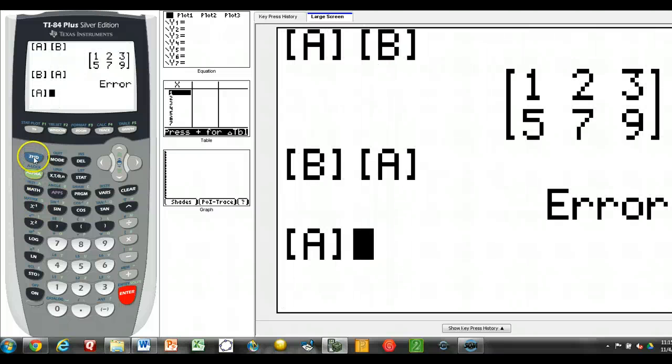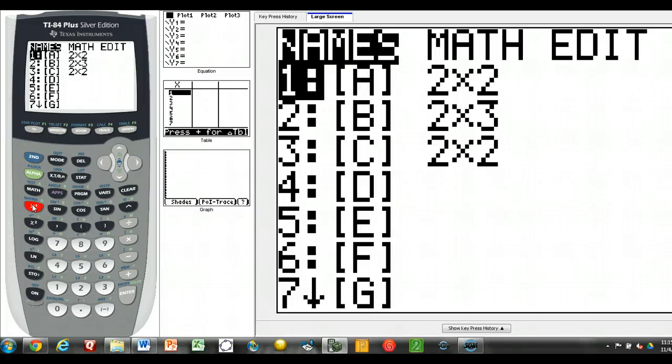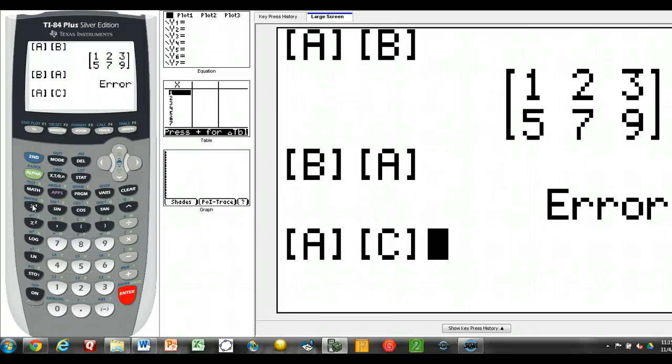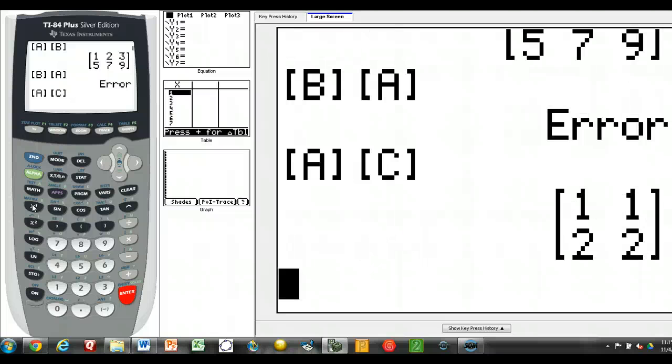So matrix A times matrix C. Just pulling up both of them like we've been doing every time previously. So to find the product of A times C, just hit enter. That's fine with 1, 1, 2, 2. Well, let's find matrix C times A. See if we get the same thing.